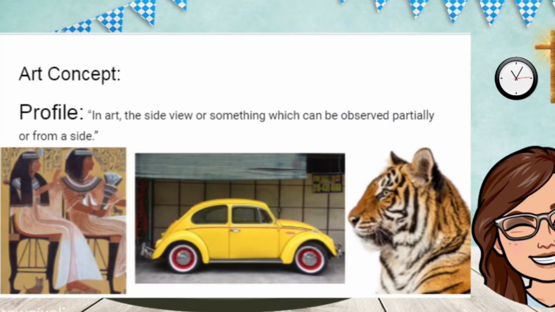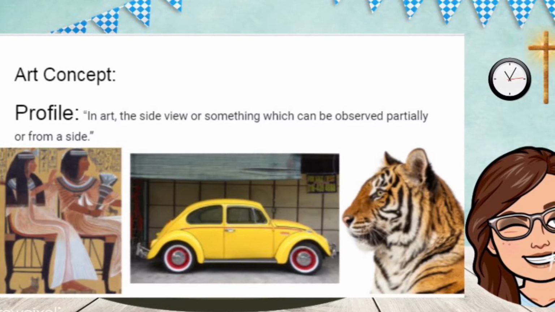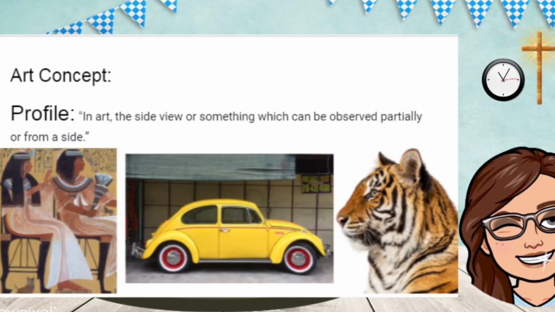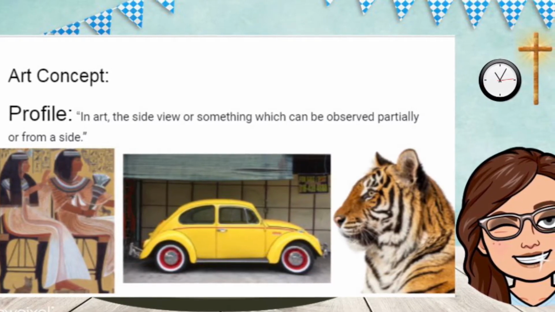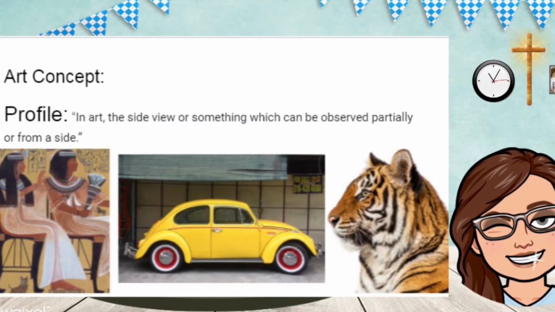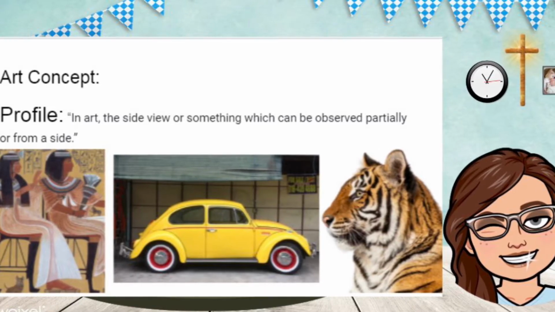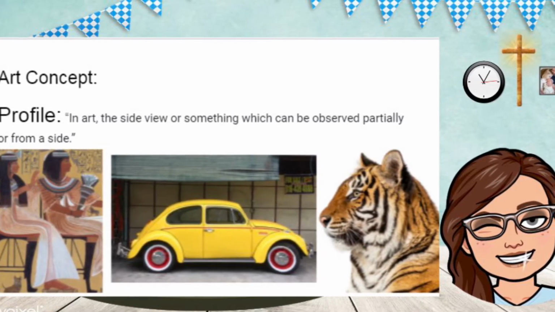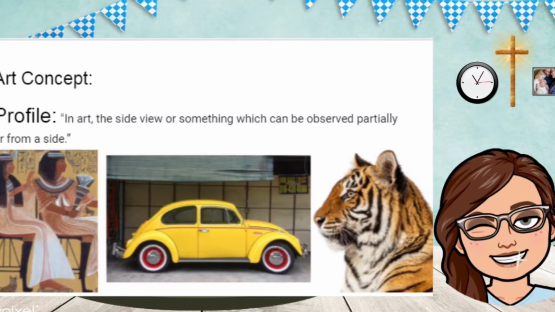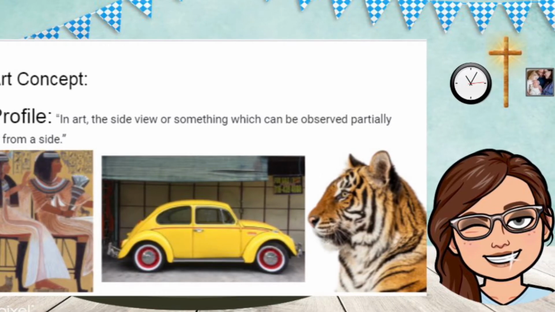The second art concept we're working with today is that of profile. In art, this is defined as the side view, or something which can be observed partially or from the side. If we look at these three art examples, do you see that we're looking at the side of the main subject of the image? Do you see the side of the tiger's head, the side of the Volkswagen Beetle car, or the side view of the two people in this ancient Egyptian piece of art? These are all examples of art in profile view, where we're looking at something from the side. Today, we'll be applying this concept to our artwork, which includes the subject of our ladybug.